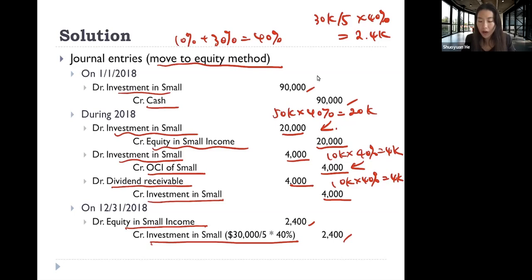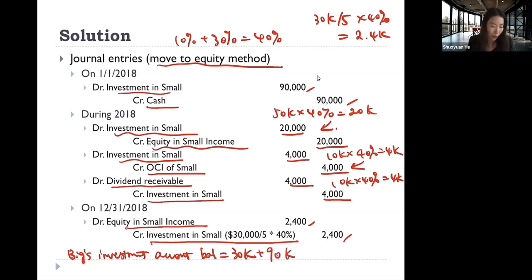So now after all of those journal entries, let's look at Big's investment account balance. As we talked about previously, before Big purchased this additional 30% ownership, its investment account had a balance of 30,000. And then in the year 2018, Big made another 90,000 investment in Small.